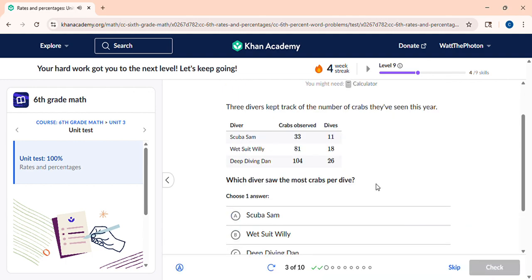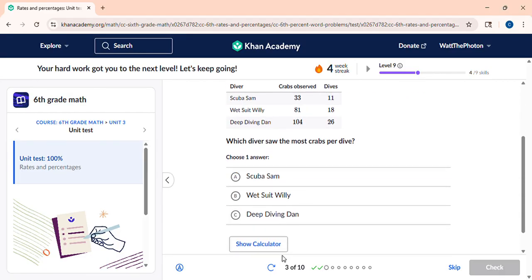Yeah. 3 divers kept track of the number of crabs they've seen in 1 year. Which diver saw the most crabs per dive? So if we look at this, Scuba Sam had 3 crabs per dive. Wetsuit Willie had around 4, and Deep Diving Dan had around 5 per dive. That's Deep Diving Dan. He's probably the professional of the group.